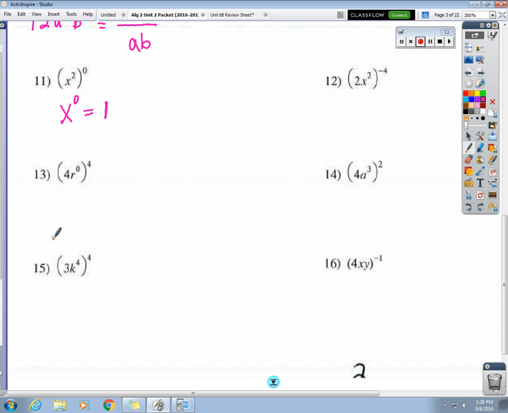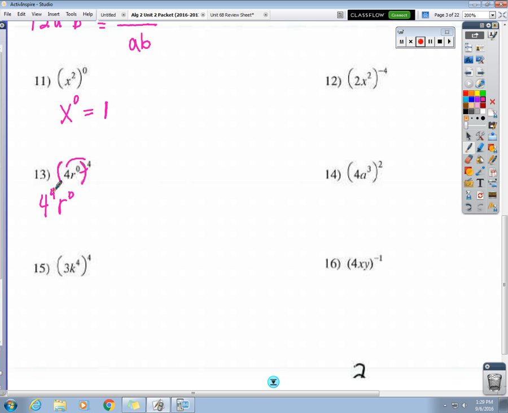Okay, 13 is a little bit different because we have the coefficient in here and the variable in parentheses. What do those parentheses mean? It means everything on the inside is raised to the 4th power. So this 4 is being raised to the 4th power, and so is r to the 0. So the first thing we're going to do is kind of split it and do the 4 to the 4th power and the r to the 0 to the 4th power. Well, what does r to the 0 to the 4th power become? R to the 0, right, which will become 1.